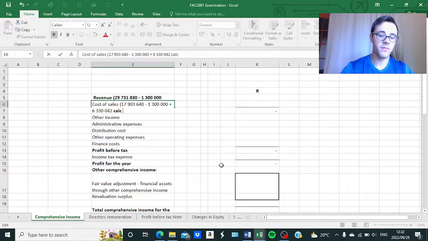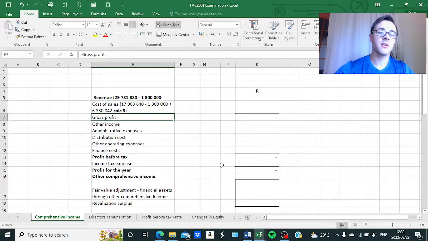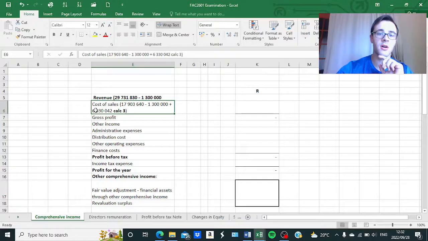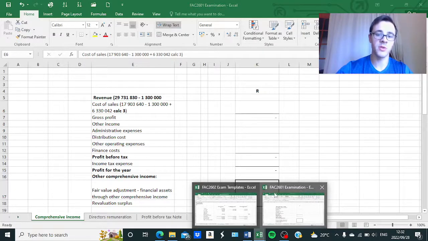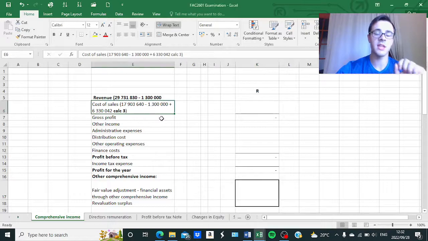Calculation 3. Keep in mind that this amount of 6,330,042 Rand includes the intergroup sales which we have eliminated. So it would be incorrect to eliminate it again. Okay, so you just add the amount for the post-acquisition period. You have already removed the intergroup sales, so do not eliminate it again.